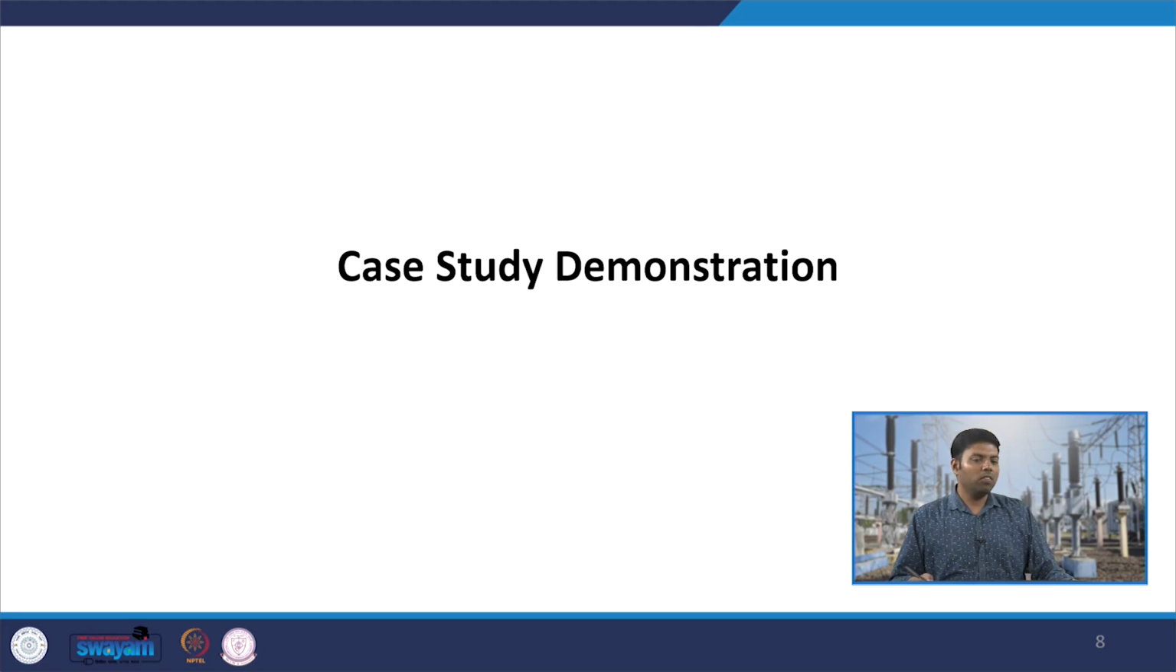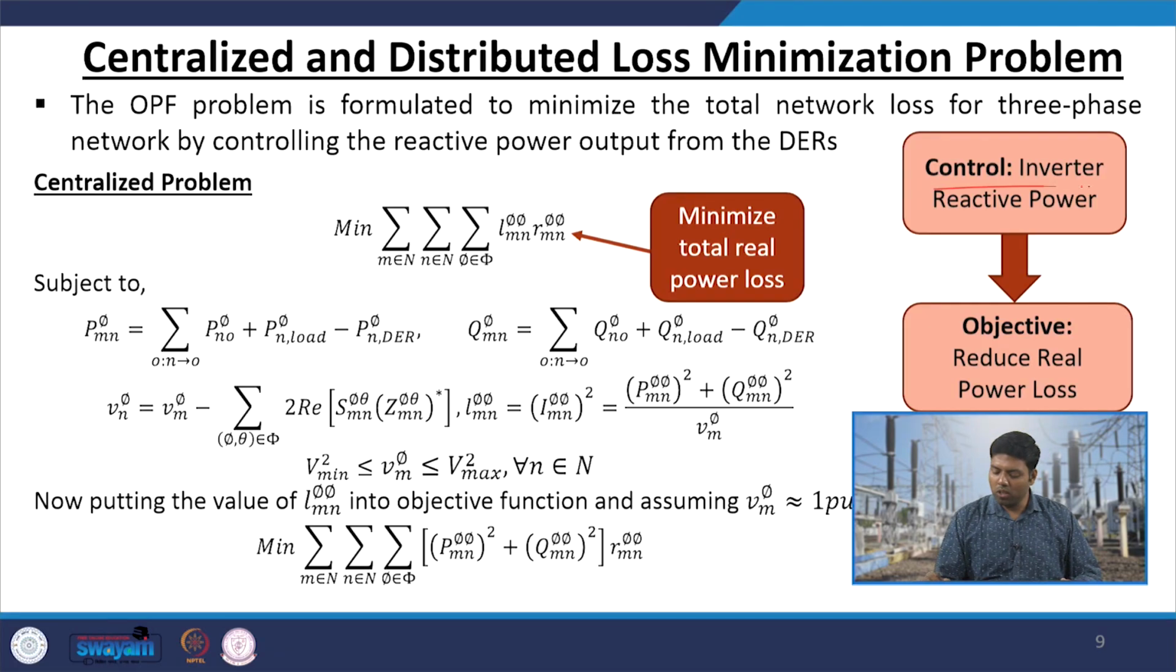So, we will see a few case studies on these algorithms, ADMM and the NAP, and how they perform. We will take the loss minimization OPF problem as our basis. So, what is the problem? The problem is to control the inverter reactive power output from the DERs to minimize the total loss of the network, and we took the QOLP formulation, quadratic objective linear programming.